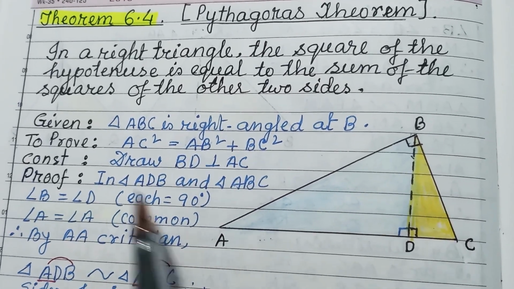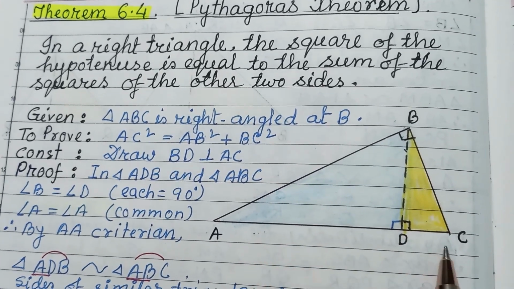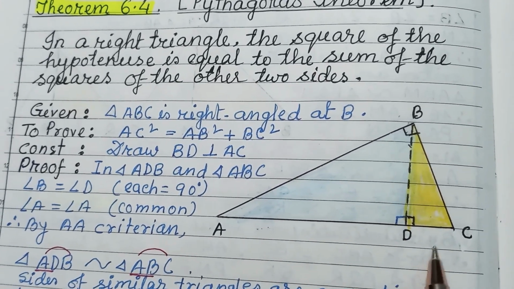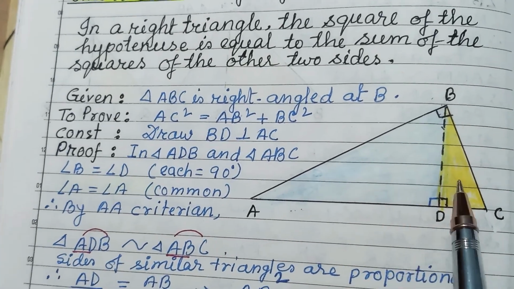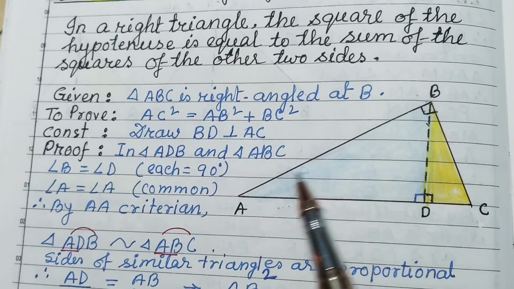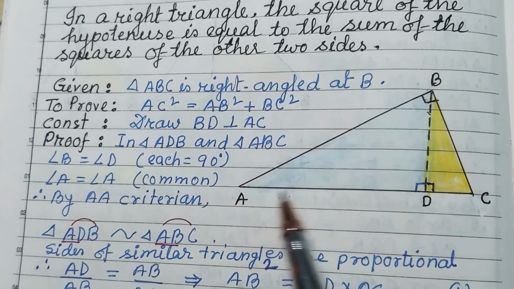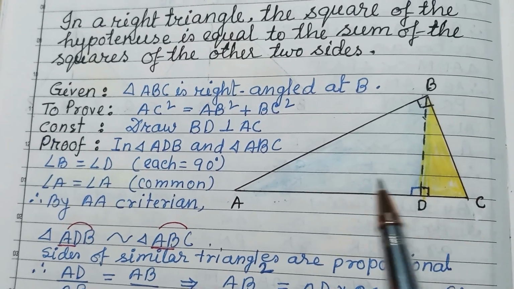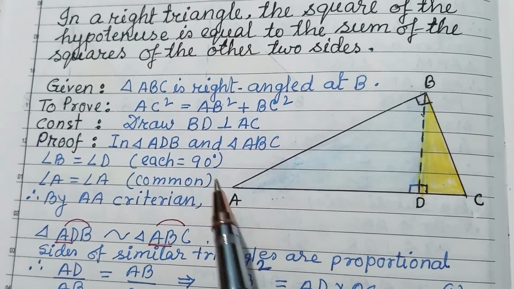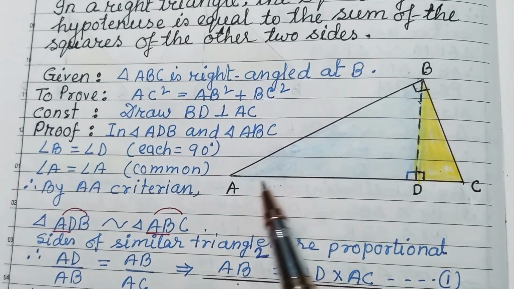Draw a perpendicular construction, draw a perpendicular BD on AC. Now, one by one, I colored here. First you have to take this blue color triangle and the whole triangle ABC. You have to compare these two and prove similarity. Again you have to prove for the yellow color triangle and the whole triangle.